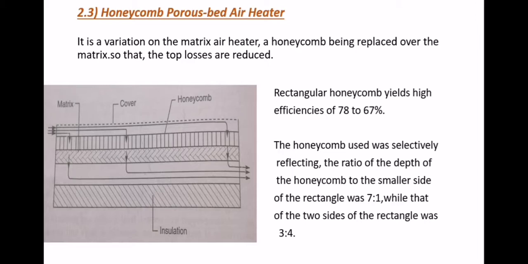Measurements made with a test module having a rectangular honeycomb yielded very high collection efficiencies between 78 and 67%, corresponding to values of (TF bar minus TA) divided by IT equal to 18 and 53 degrees Celsius meter square per kilowatt. The honeycomb used was selectively reflecting. The ratio of the depth of the honeycomb to the smaller side of the rectangle was 7:1, while that of the two sides of the rectangle was 3:4.